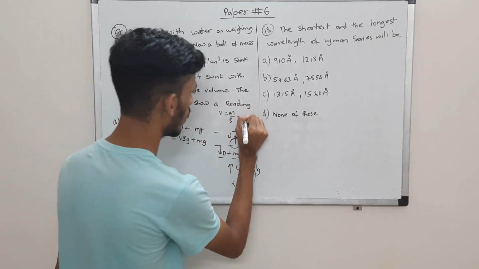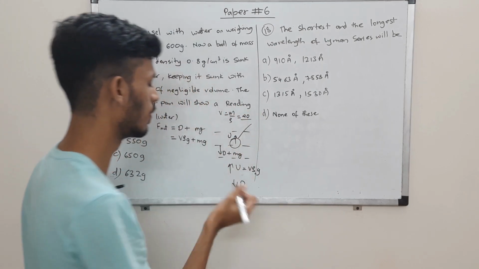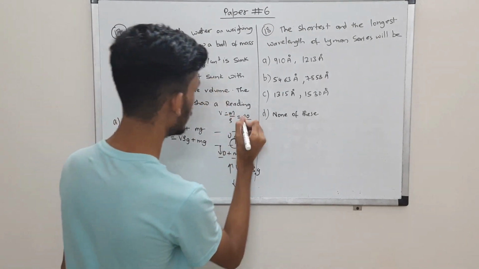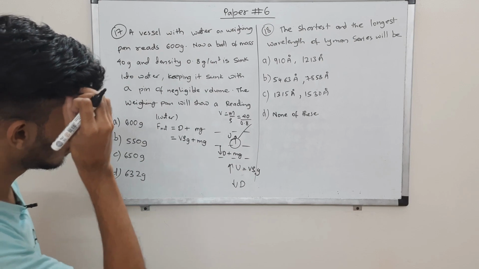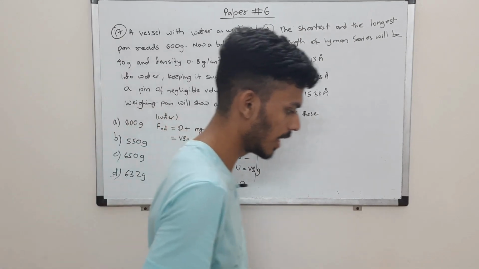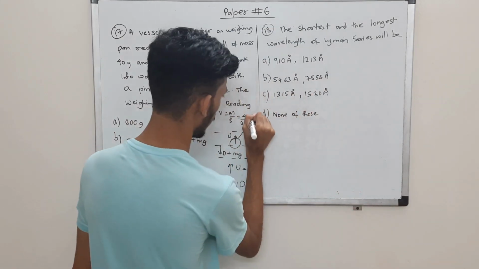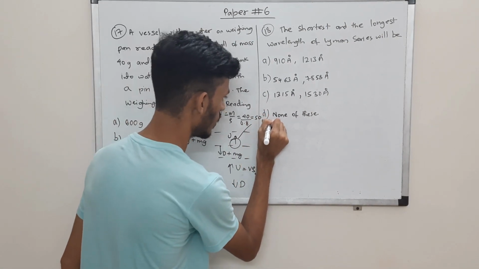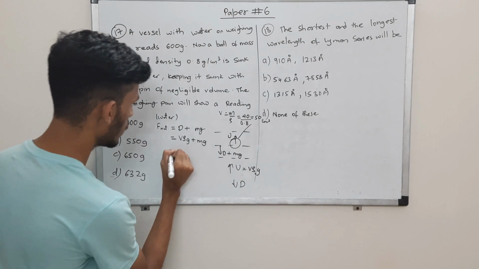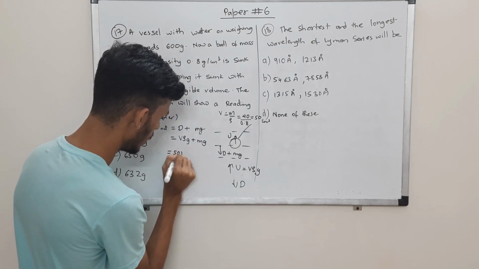Mass of the block is 40, the ball is 40, and the density is 0.8. So 40 I can multiply by 10, that will be 400 by 8, eight fives are 40, so 50. So that will be 50 centimeter cube. Everything is in CGS. So here the volume is 50 centimeter cube.